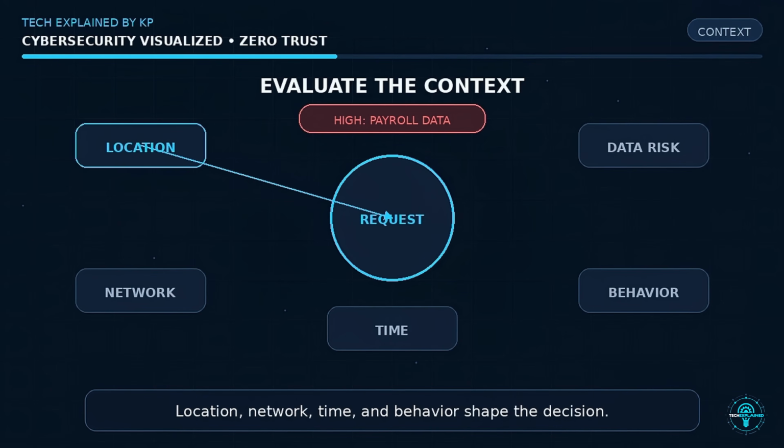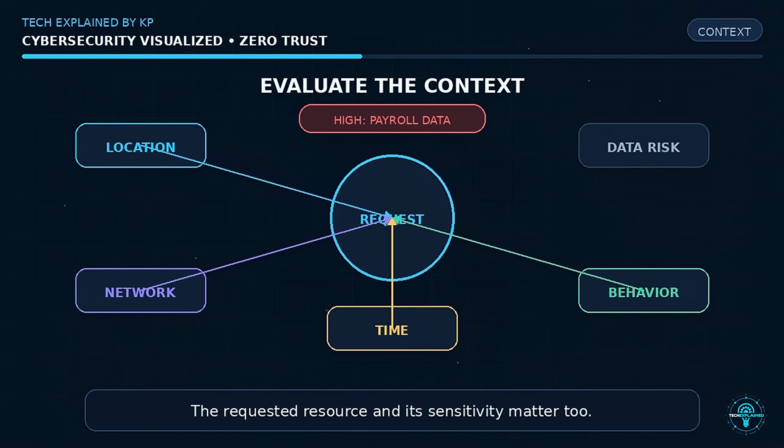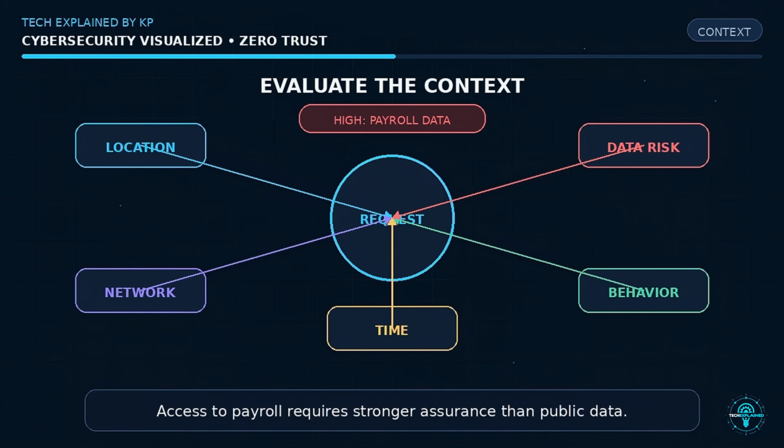The decision also considers context. Where is the request coming from? Is the location normal? What network is being used? What time is it? Is the behavior consistent with the user's normal pattern? And how sensitive is the application or data being requested? Access to a public knowledge page should not require the same assurance as access to patient payroll or financial records.